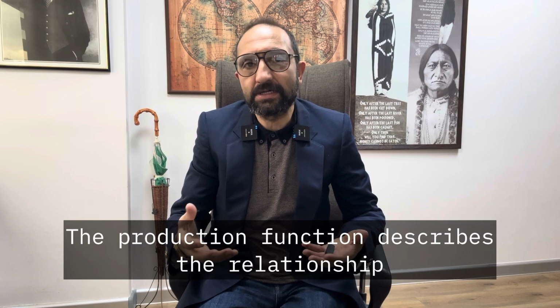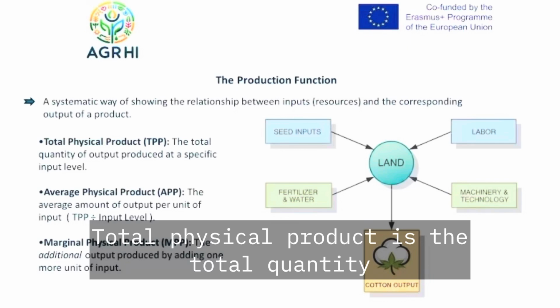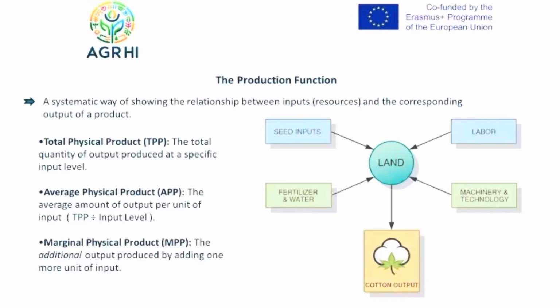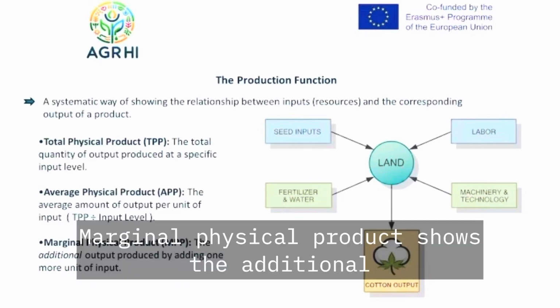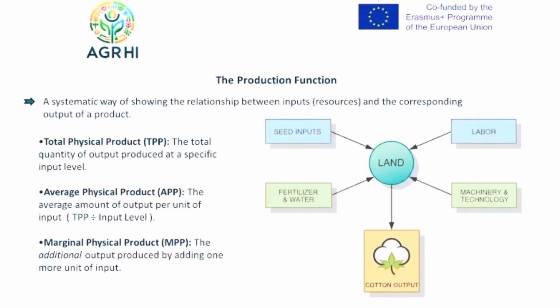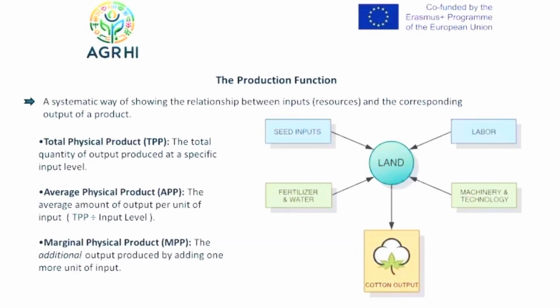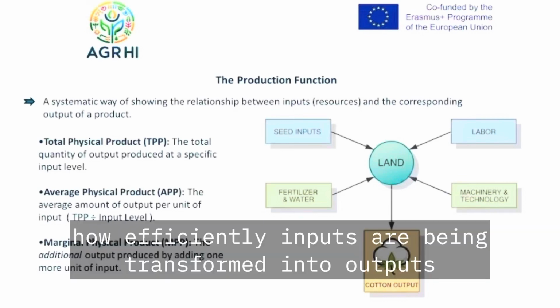The production function describes the relationship between inputs and outputs. Total physical product is the total quantity of output produced at a given input level. Average physical product measures output per unit of input. Marginal physical product shows the additional output produced by adding one more unit of input. Together, these measures help us understand how efficiently inputs are being transformed into output.